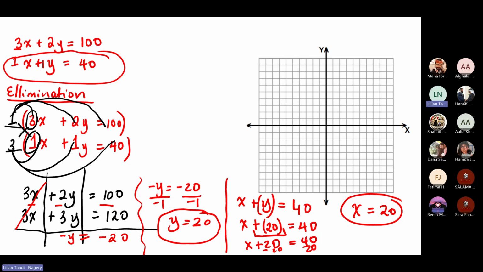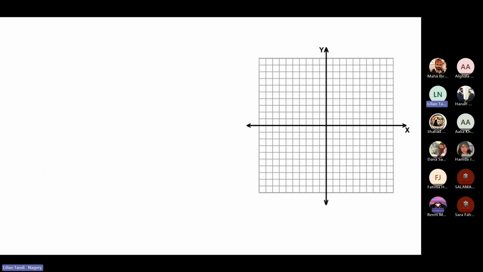Now, that was us solving using elimination. Another way of solving this is using substitution. Su'al will tell you, use substitution to solve.